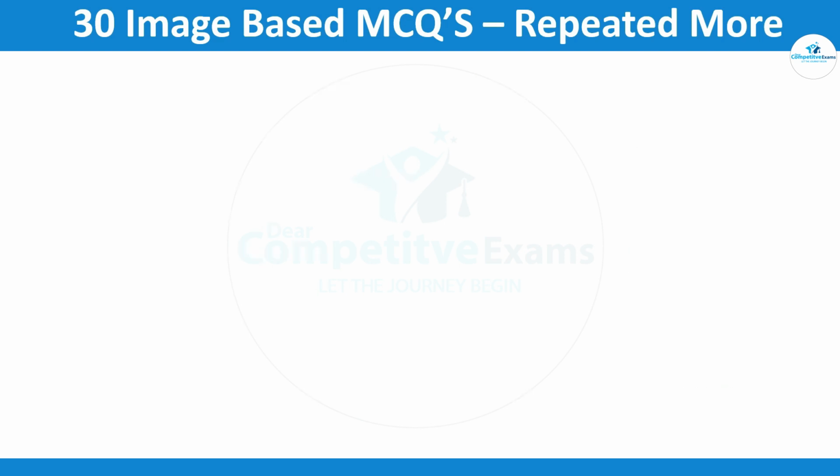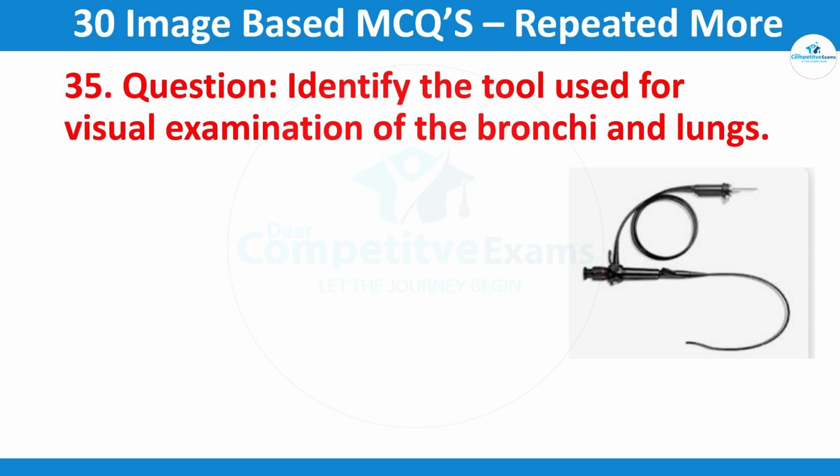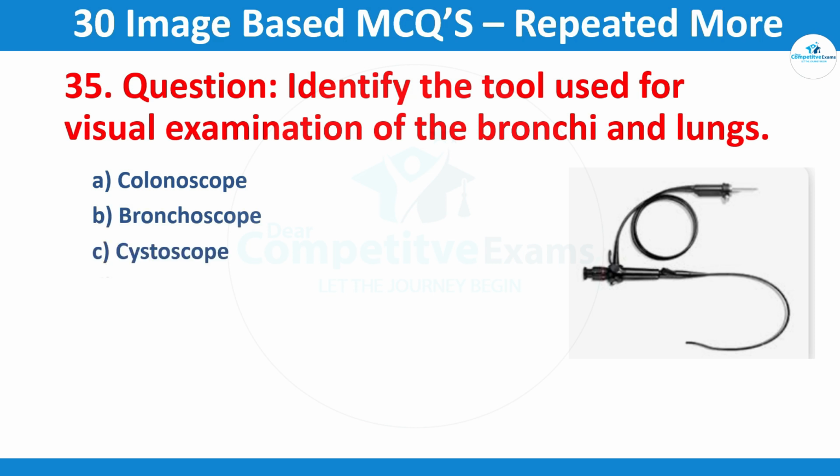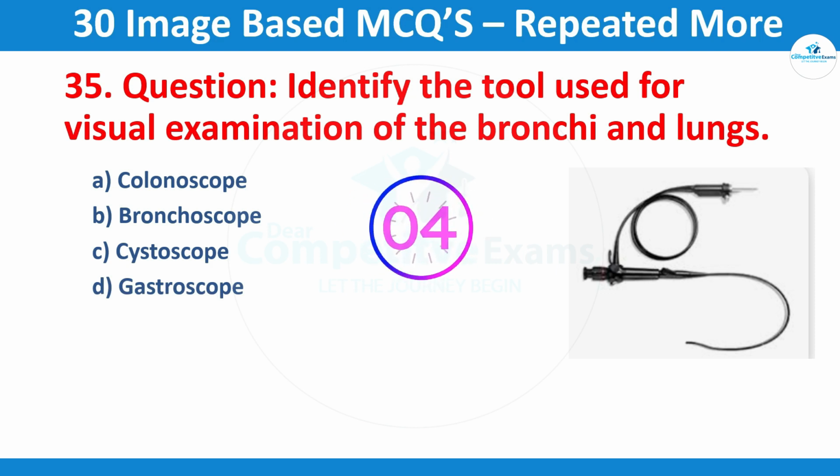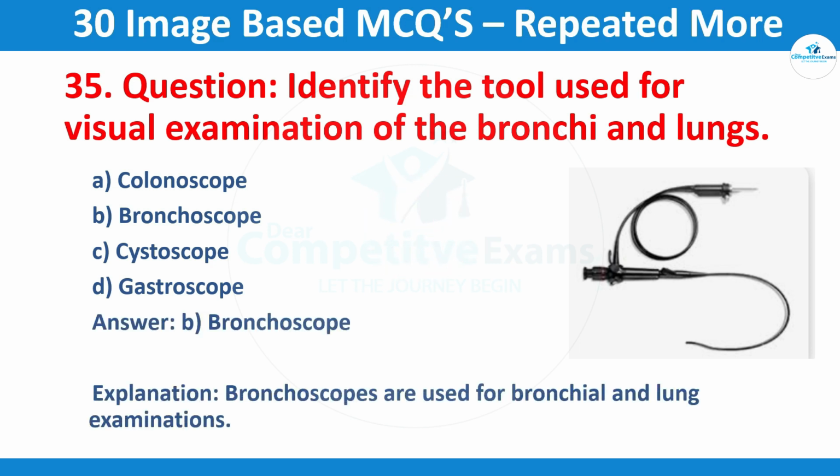Question number 35. Identify the tool used for visual examination of the bronchi and lungs. Options: colonoscope, bronchoscope, cystoscope, or gastroscope. Correct answer is bronchoscope. Bronchoscopes are used for bronchial and lung examination.